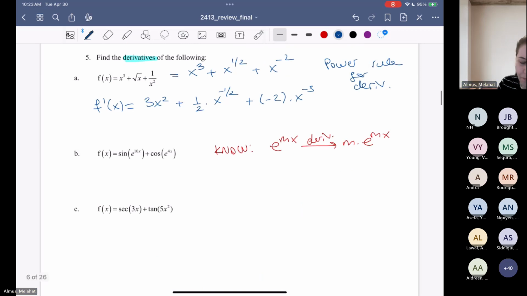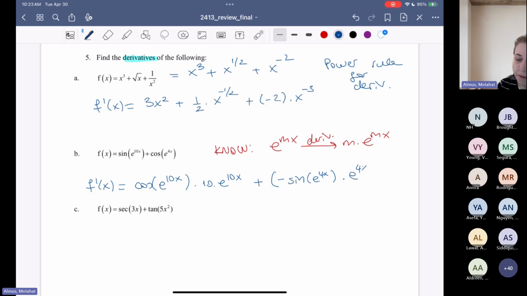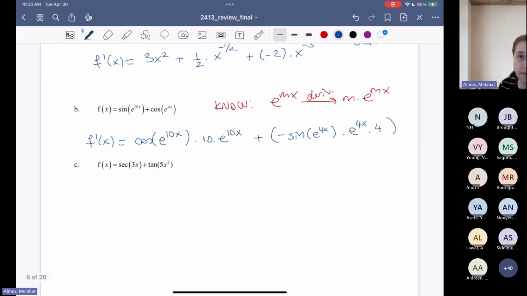All right. Derivative of sine is cosine of e to the 10x, but then chain rule says multiply by the derivative of inside. Derivative of cosine is negative sine. Keep the inside as is, and then multiply by the derivative of the inside. Okay, this is a typical problem. There might be several such problems.